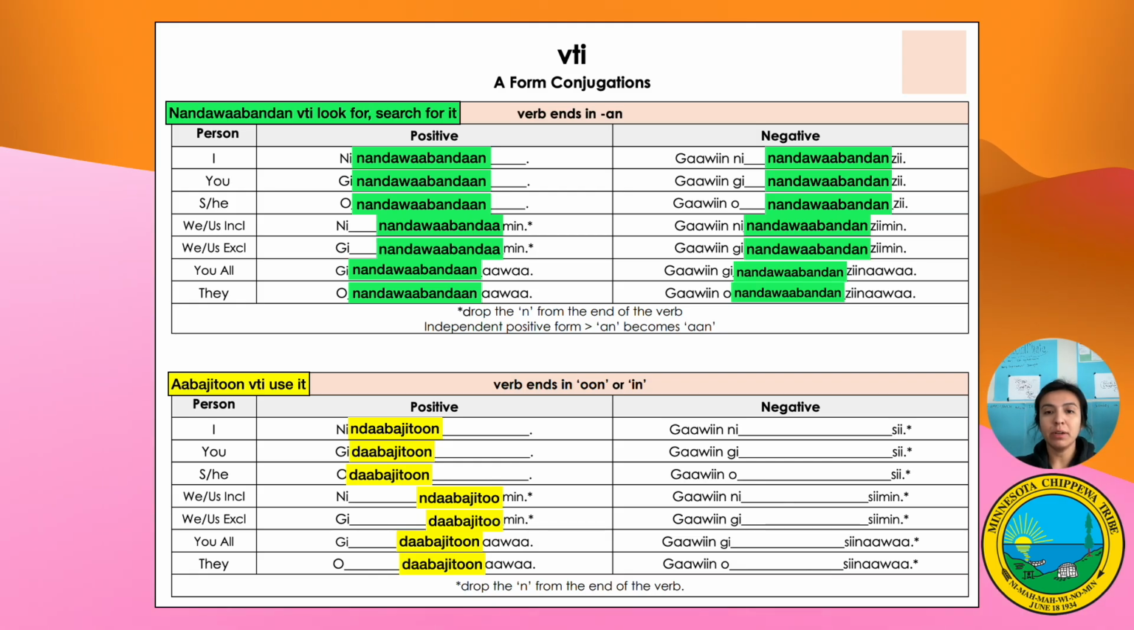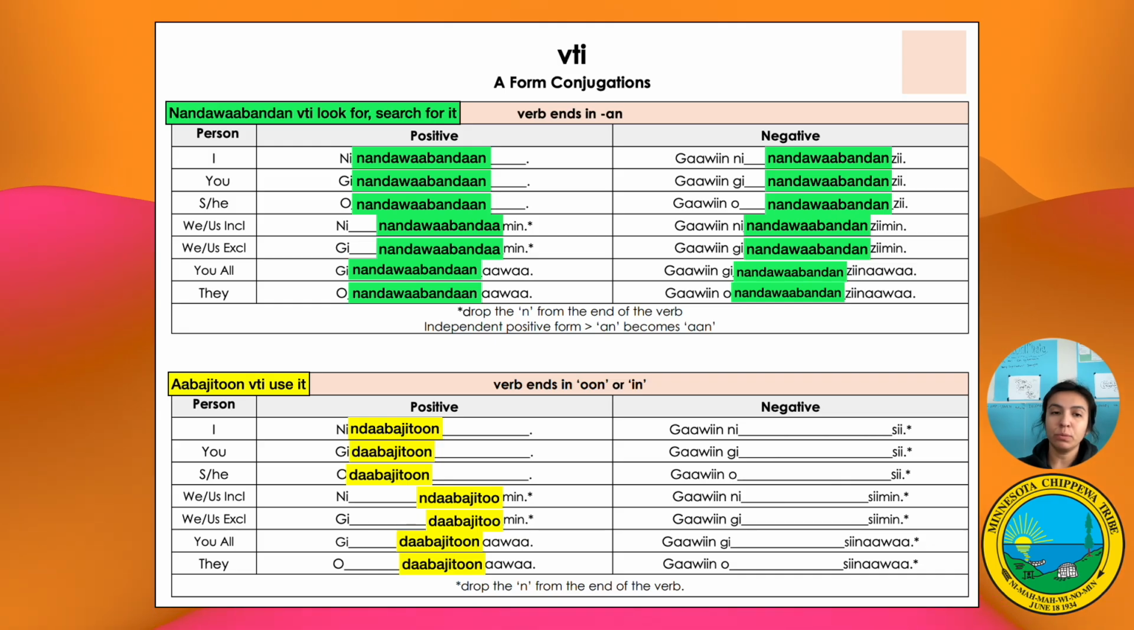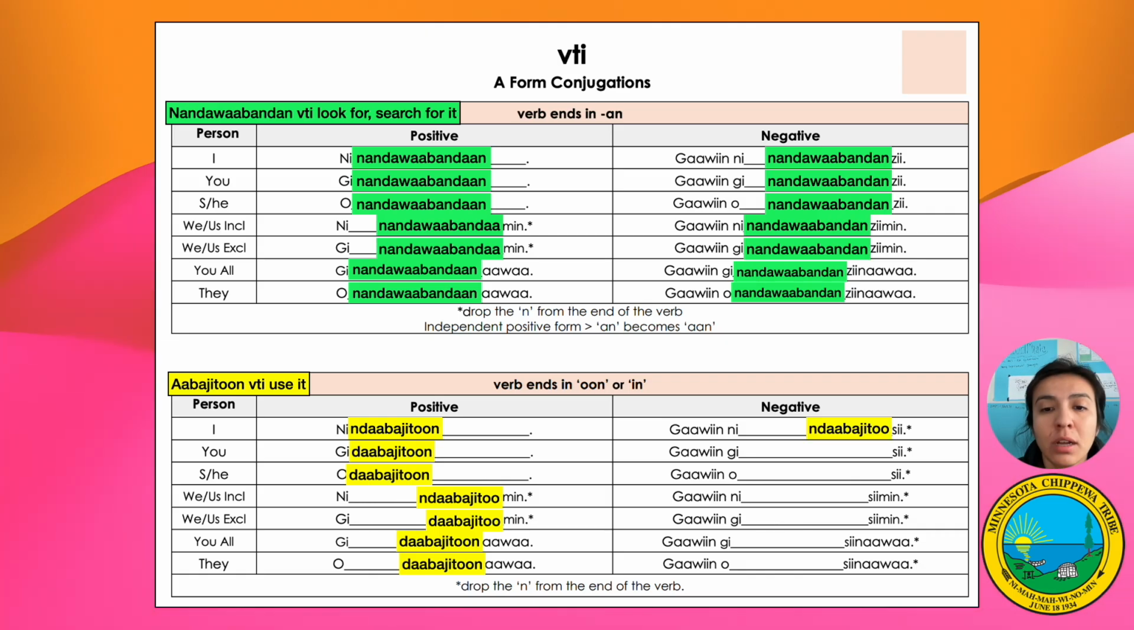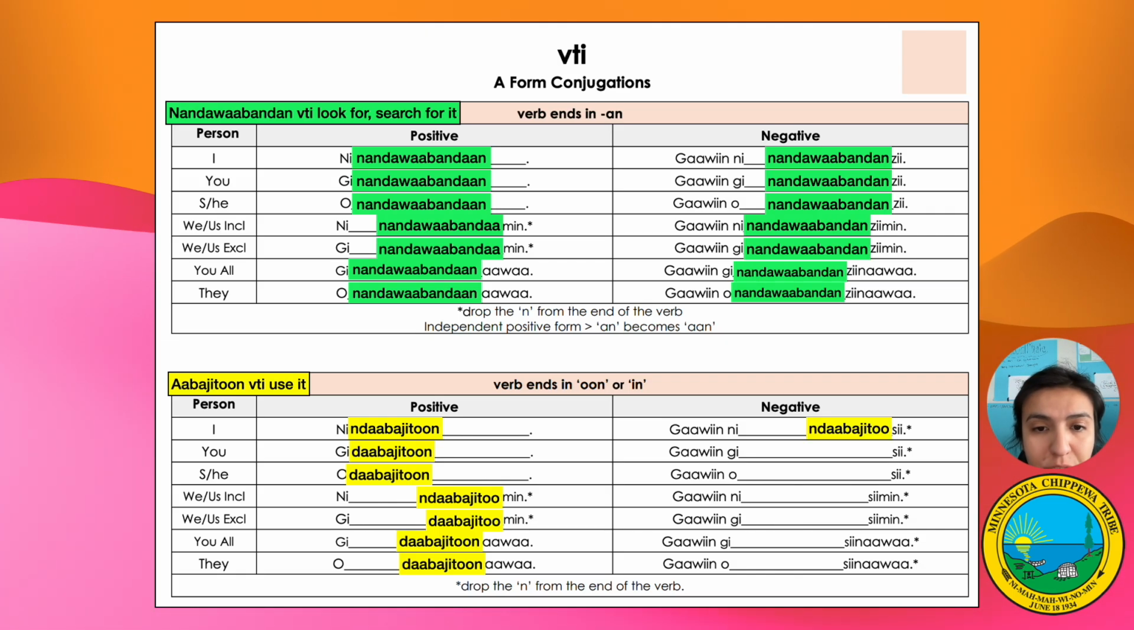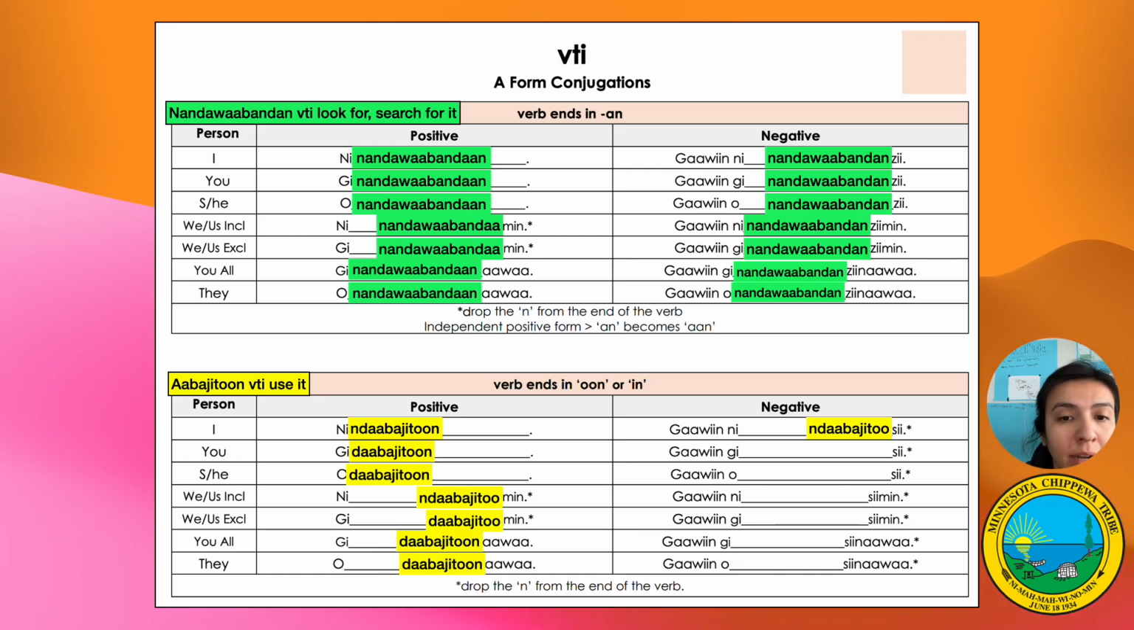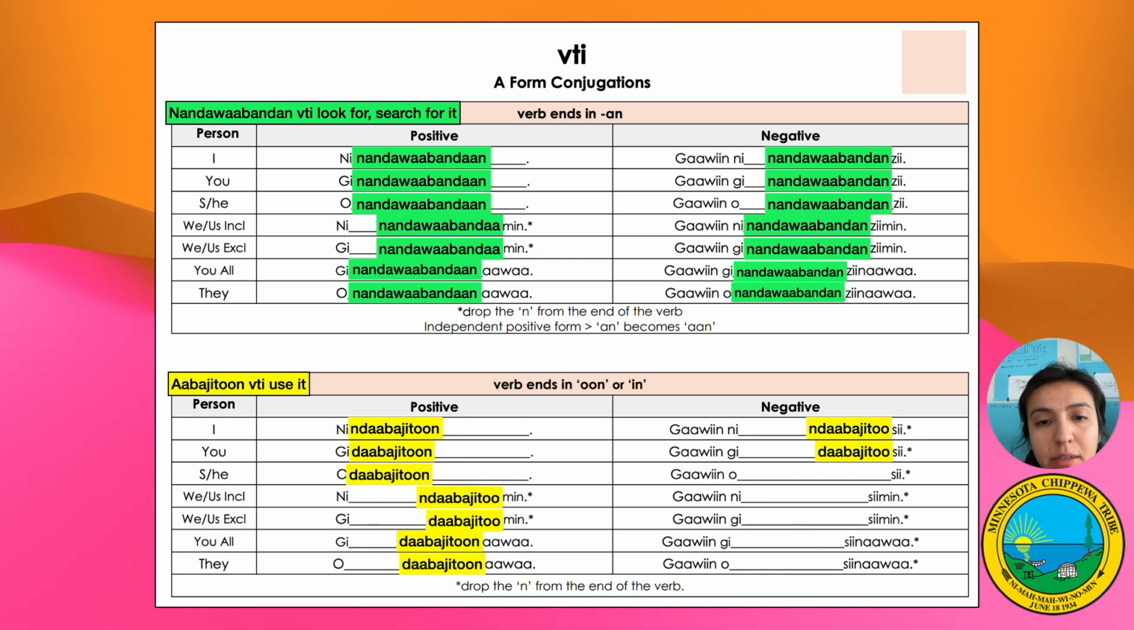N, just remember, is similar to nin. I, ge, remember, is similar to you. Gin. O is often used for third person ween prefix for verb conjugations. I'm not using it. Gawin and dabajatusin. We do drop the n for all of these asterisk verbs. Gawin gedabajatusi. You are not using it.